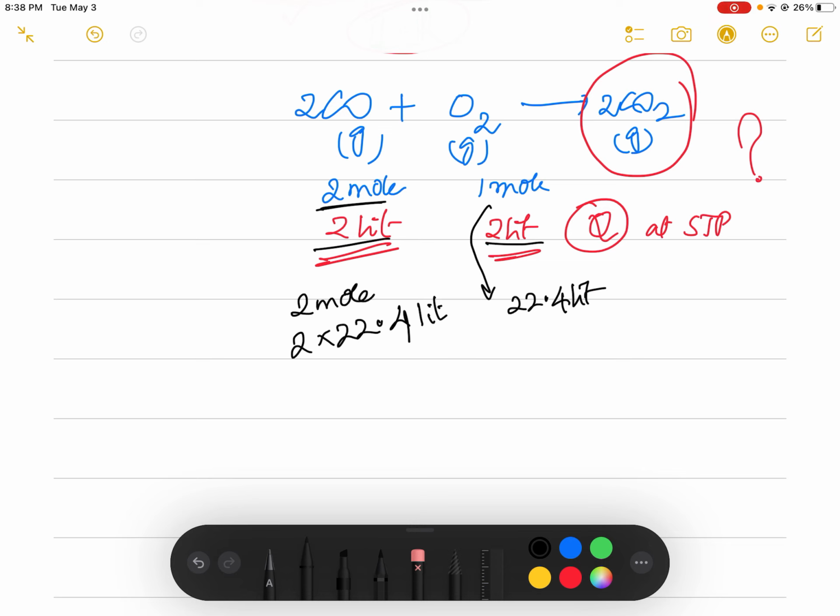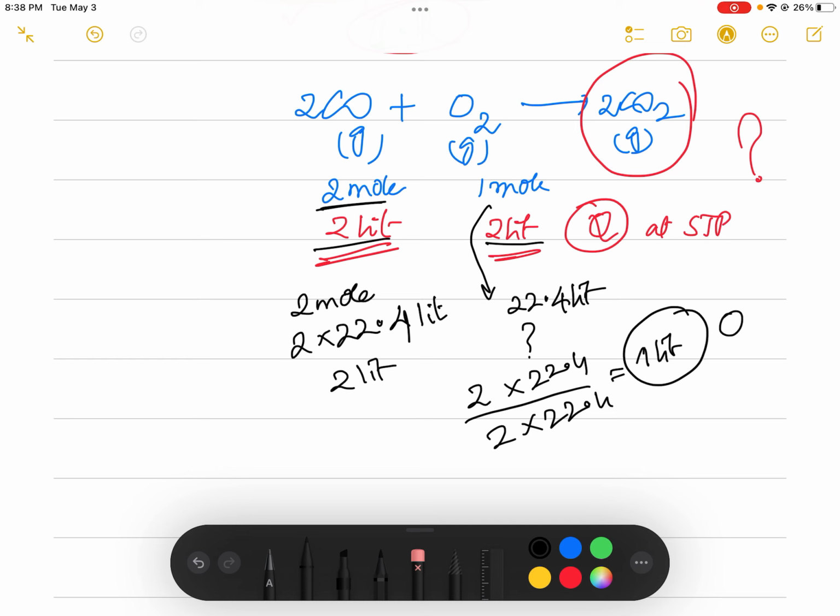You are directly given 2 liters. Take either one first. If it is given 2 liters, how much is required? 2 liters into 22.4 by 22.4 into 2, that is equal to 1 liter. That means you need only 1 liter of oxygen. Only 1 liter of oxygen is needed.